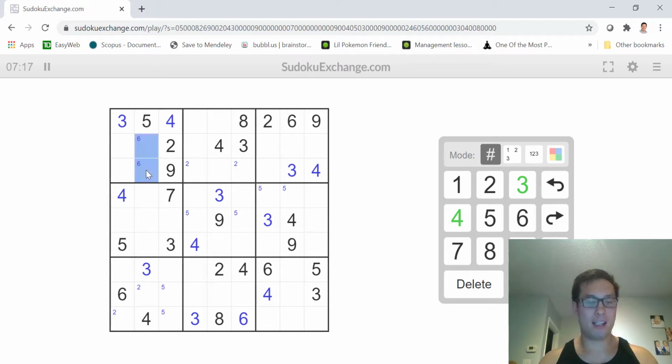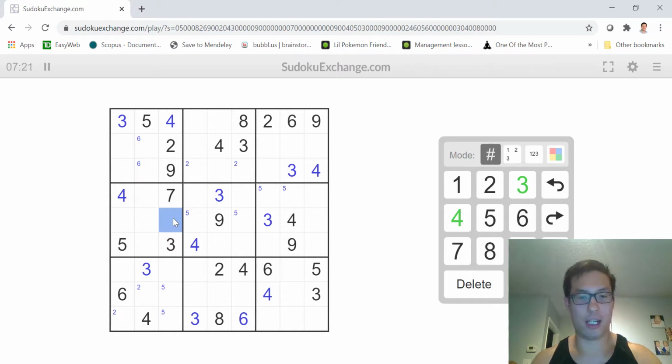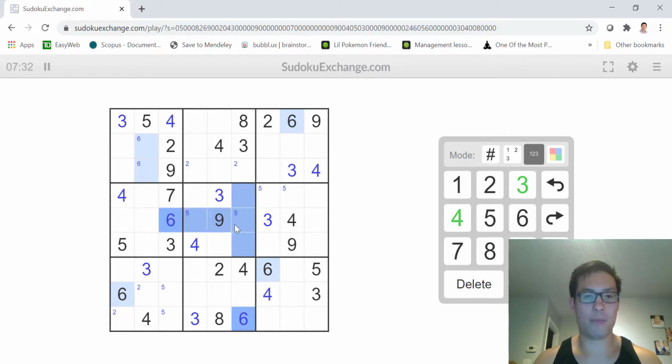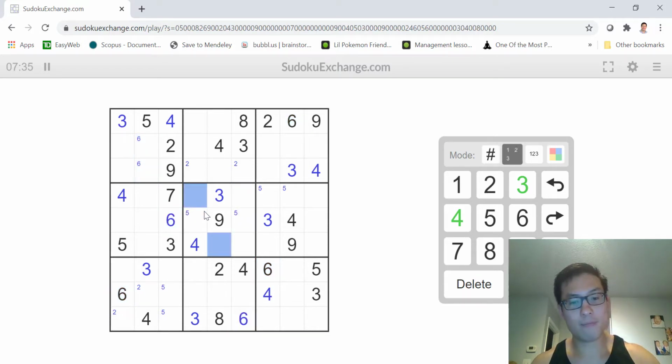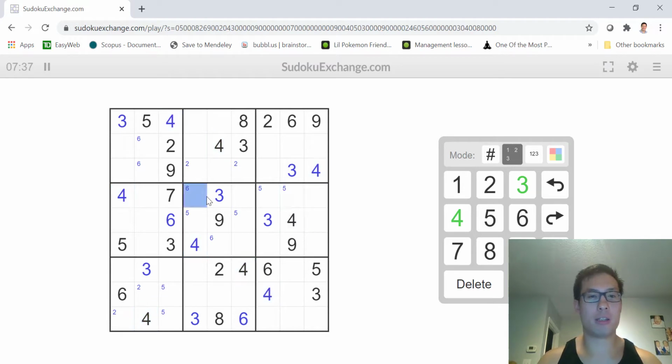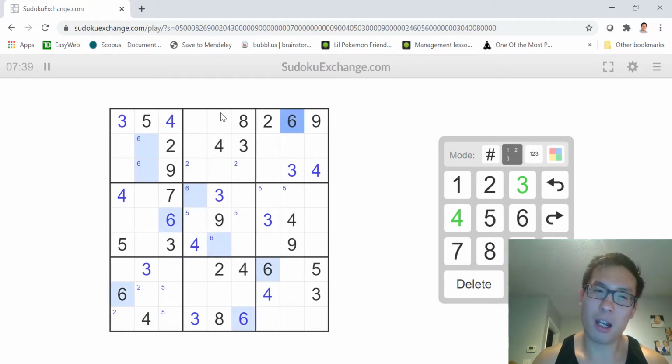Alright, these 6s and this 6 look here and here. So a digit actually has to go there. Cool. This one looks there. Okay, so this 6 and this 6 look here and here. So 6 can only exist here and here. There you go. It doesn't really help me anywhere else, I don't think.